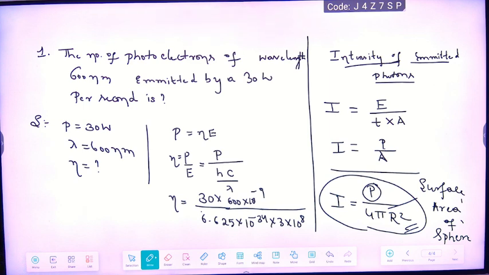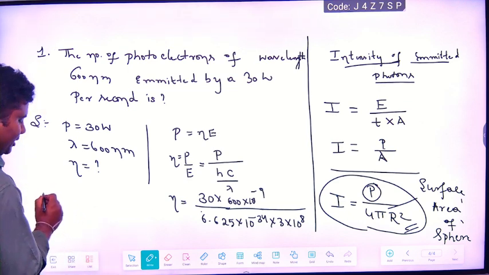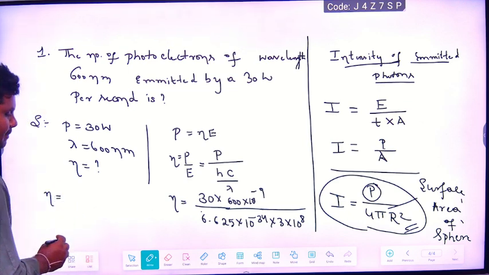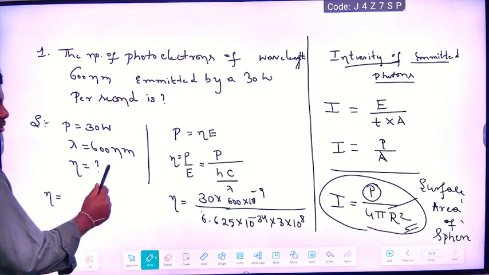What is 30 into 600? 30 into 600. Got the answer? Very slow people. I will do it here. N is equal to how much? 30 into 600 is there, no?